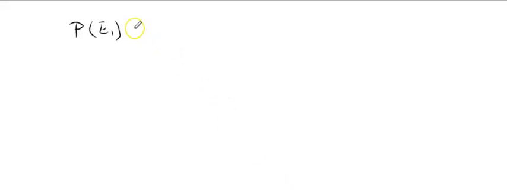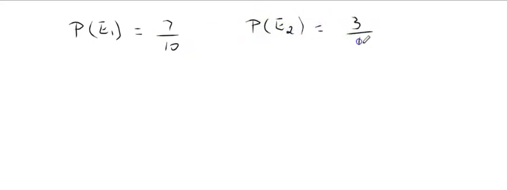So now let me take the event E1 to be telling the truth. He says 7 out of 10 times he says the truth. That means the probability of the man telling the truth is 7 out of 10. And let me take E2 to be the event he tells lies. So the probability of the event he is telling lies is 3 by 10.